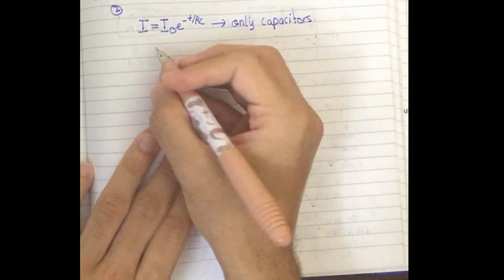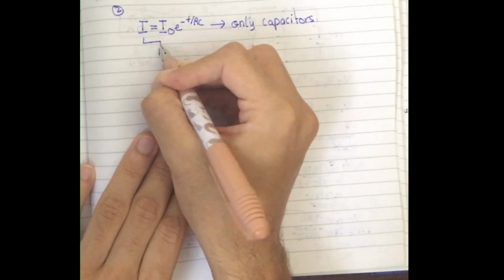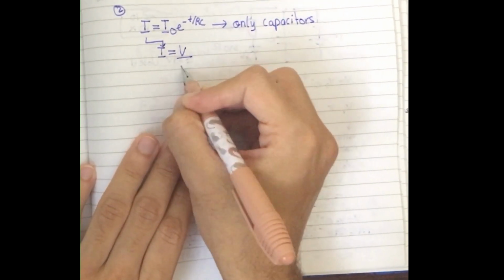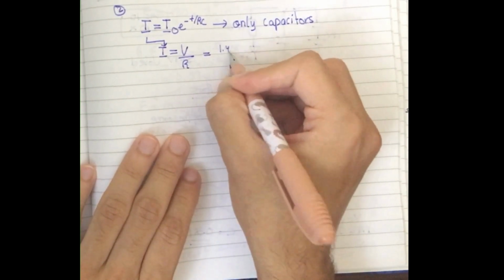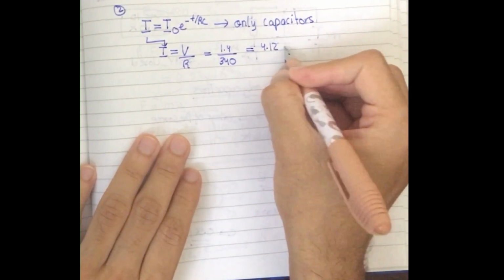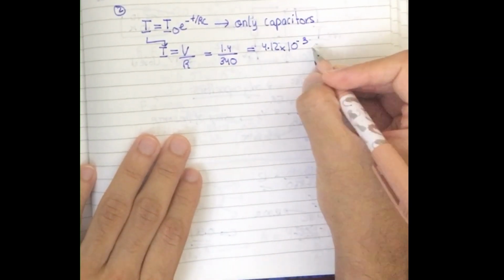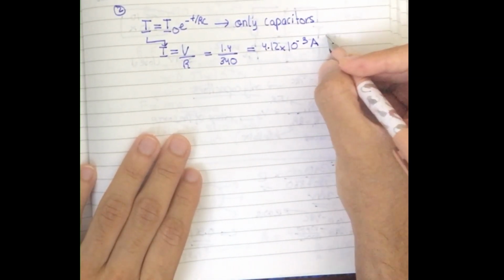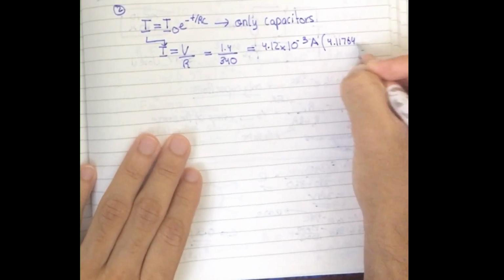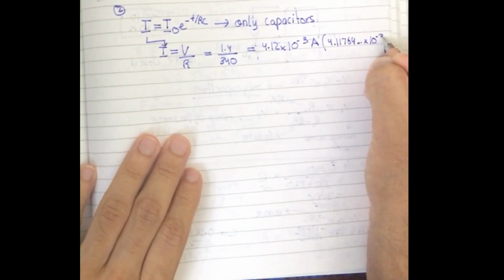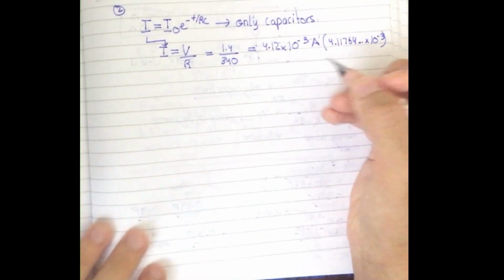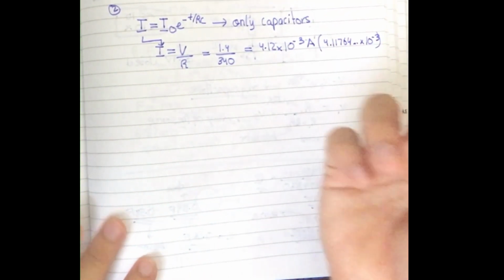Okay, so now we can calculate the current when the LED just switches off, right? This current is I equals V by R, which is 1.4 by 340, which gives you 4.12 times 10 raised to power minus 3 amps. I have rounded off, but the value was 4.11764, times 10 raised to power minus 3, right? So we got this value when the LED is going to shut off.